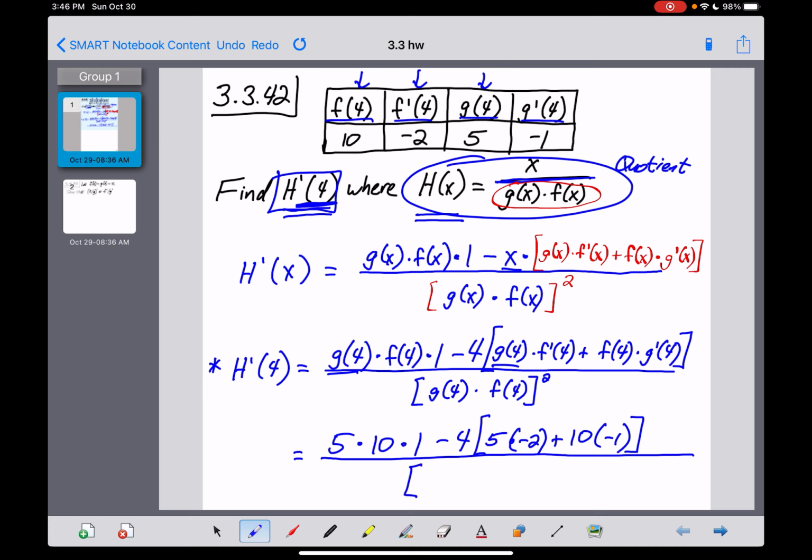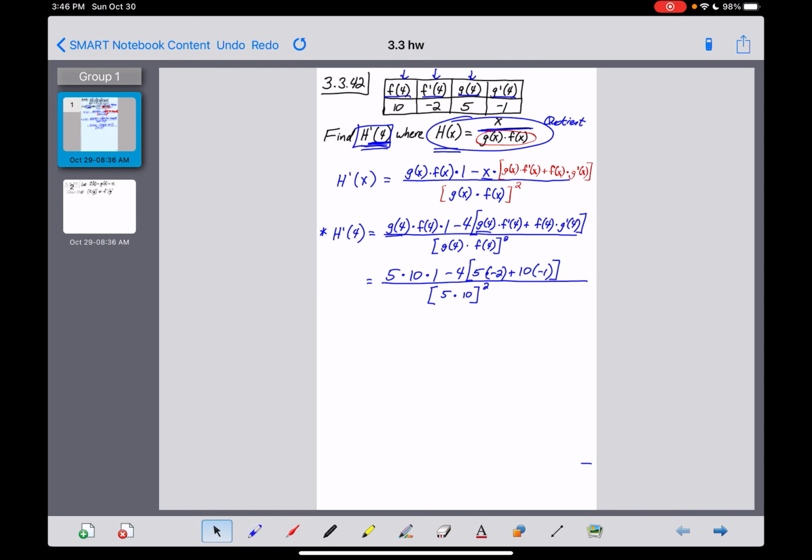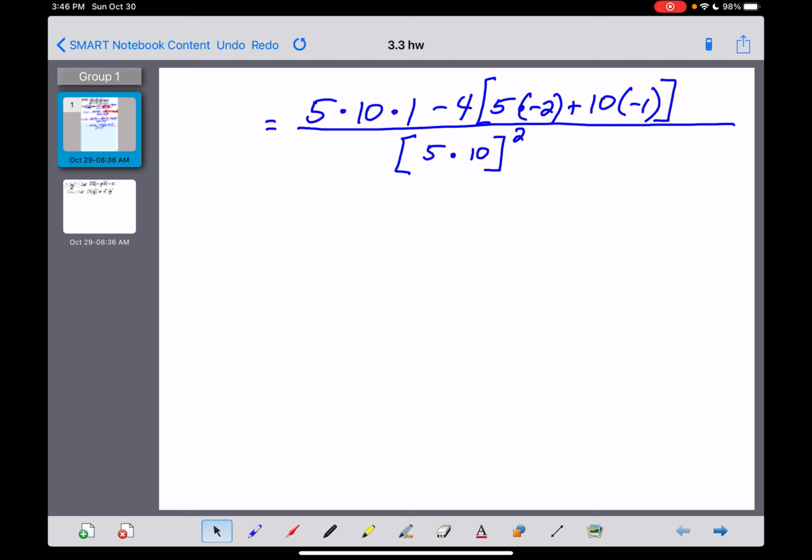And then down in the denominator, g of 4 is 5. That gets multiplied by f of 4, which is 10, and then all of that gets squared. All right, guys, I think now we are done with the table, and I think I can zoom in and just focus on what we have right here and knock this thing out. Let's take a look at what we got.